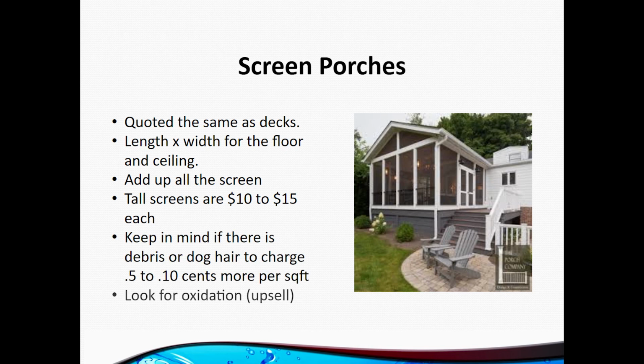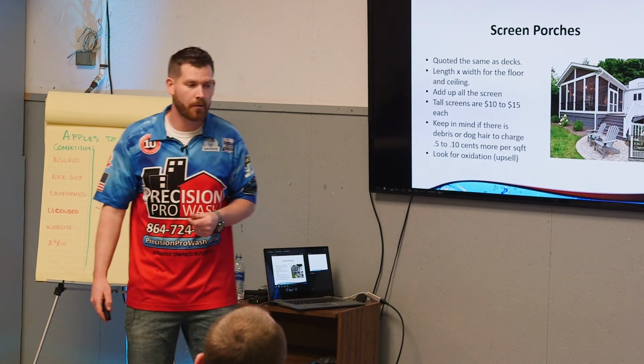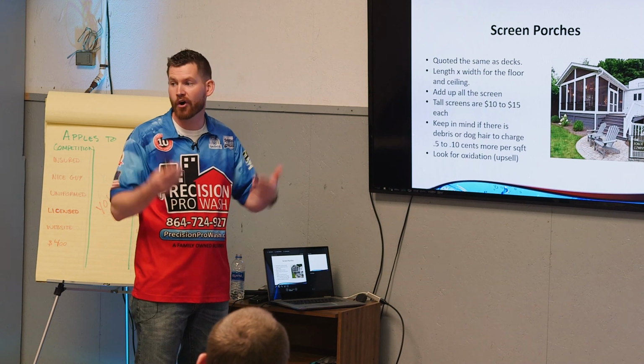And then look for oxidation and upsell. A lot of this stuff is aluminum, aluminum around the screen enclosures. That gets oxidized. So you can upcharge for removing the oxidation and really getting it good, because it'll dull that metal out.